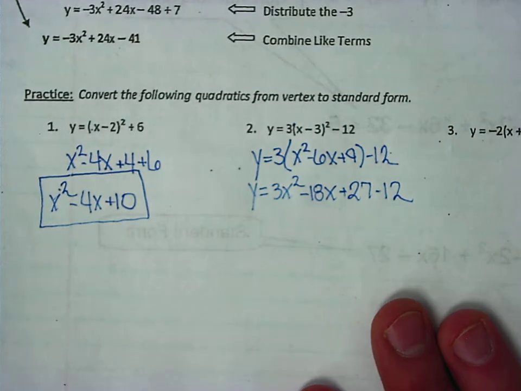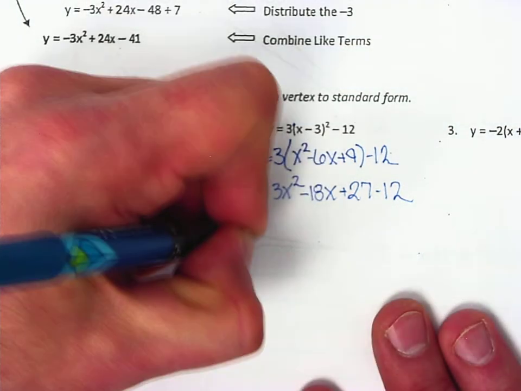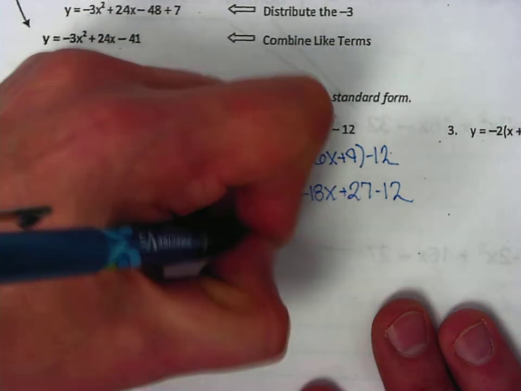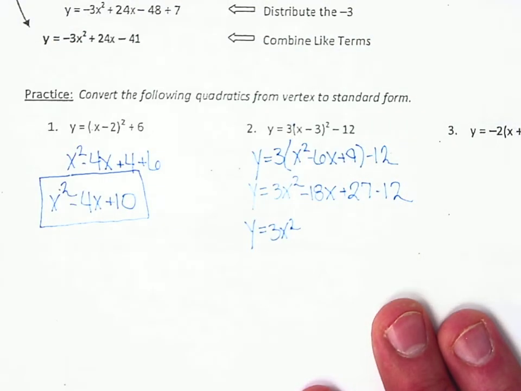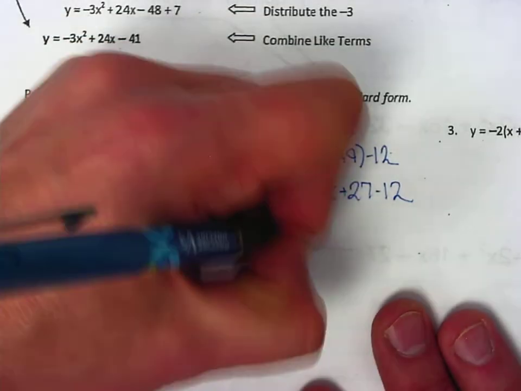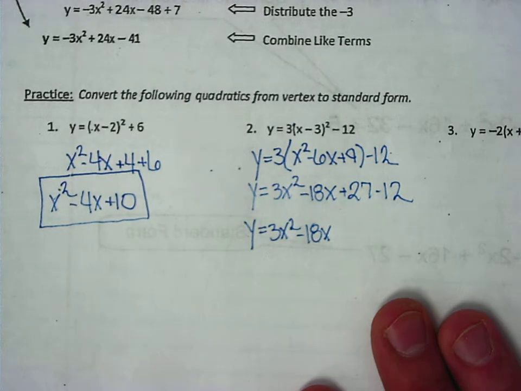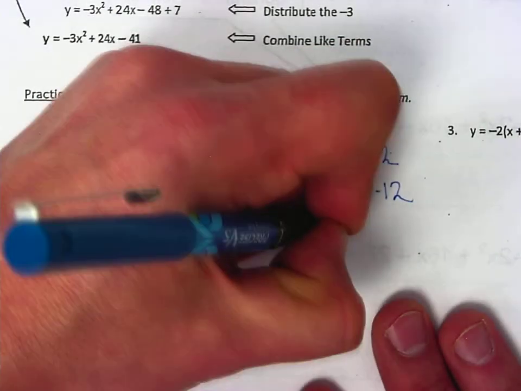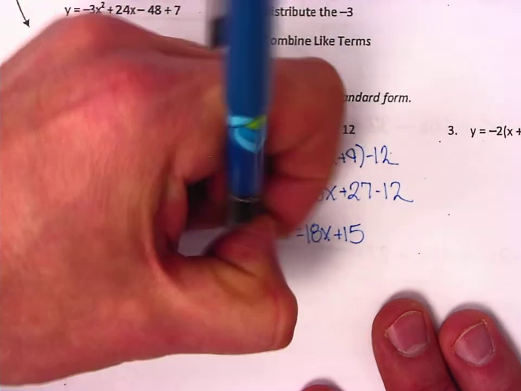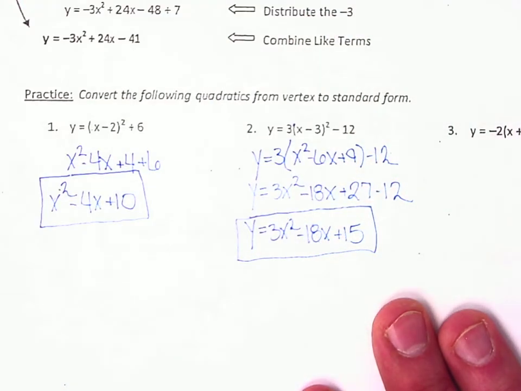So now I just combine my like terms. I have only 3x squared, nothing to combine it with, no other x squared. I have minus 18x, and then I have 27 take away 12. 27 take away 12 leaves me with a positive 15. And there is my expanded standard form equation.